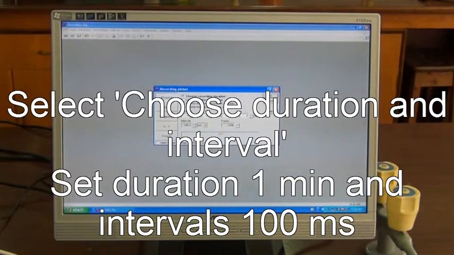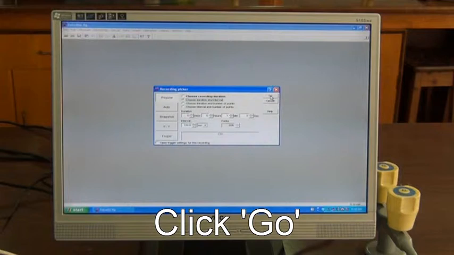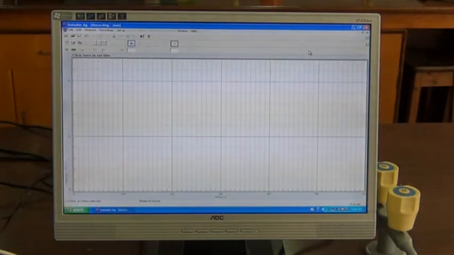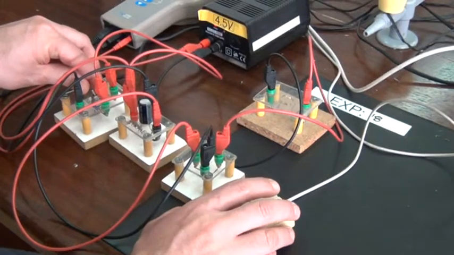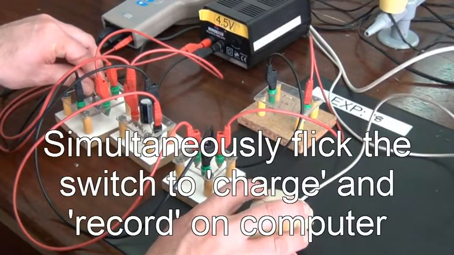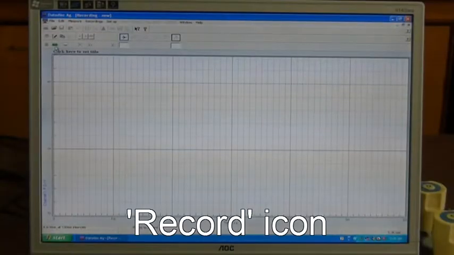And in this window we select Choose Duration and Interval. Duration is 1 minute and interval will be 100 milliseconds. Then we click Go. Now we are ready to use. We simultaneously flick the switch to charge and we click on Record on the computer.